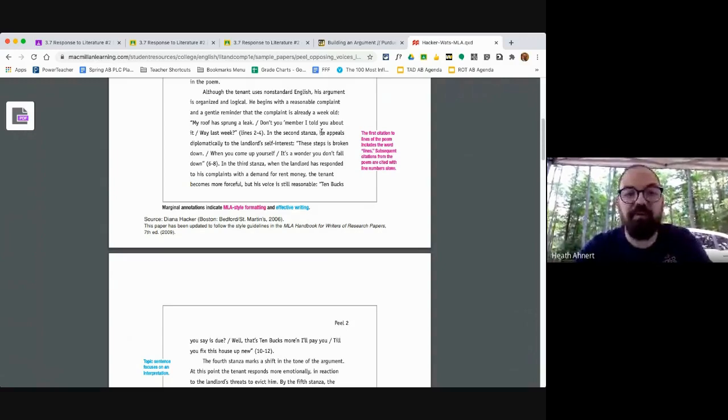'These steps is broken down. When you come up yourself, it's a wonder you don't fall down.' In the third stanza, when the landlord has responded to his complaints with a demand for rent money, the tenant becomes more forceful, but his voice is still reasonable.